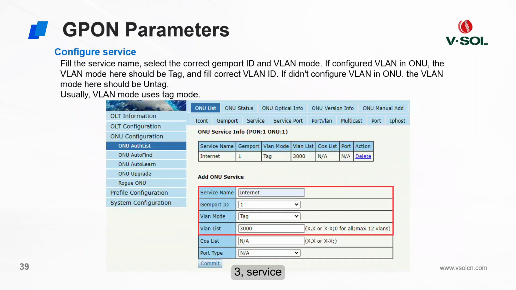3. Service. Fill in the service name, and select the correct Gemport ID and VLAN mode. If VLAN is configured in the ONU, the VLAN mode here should be tag, and fill in the correct VLAN ID. If VLAN isn't configured in the ONU, the VLAN mode here should be untag. Usually, the VLAN mode uses tag mode.